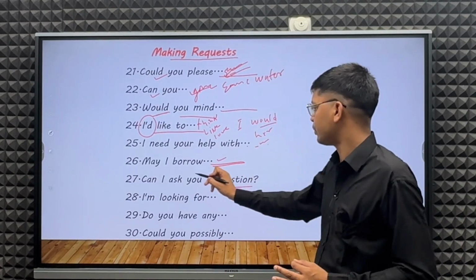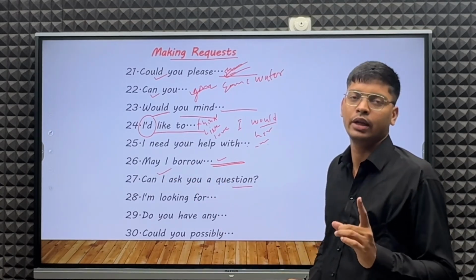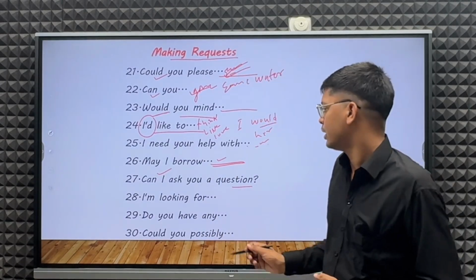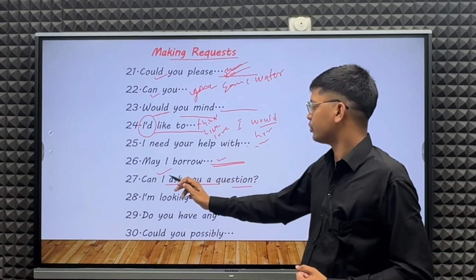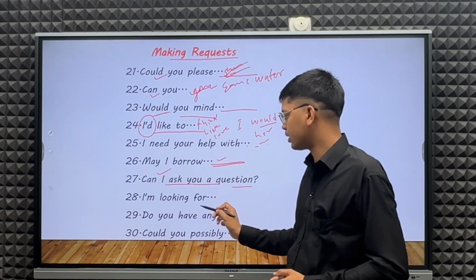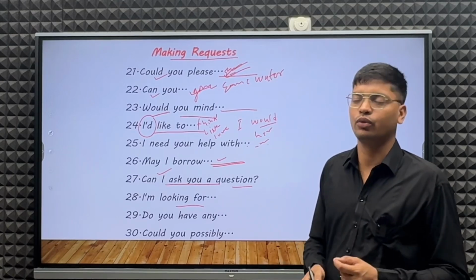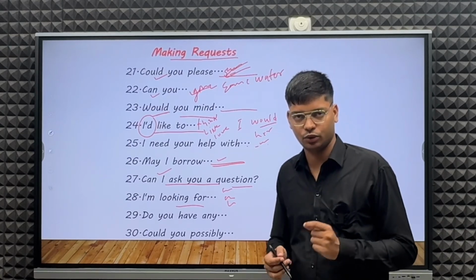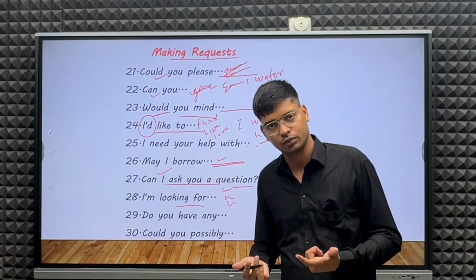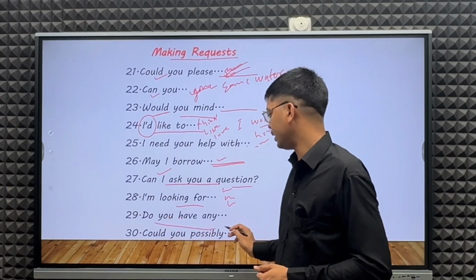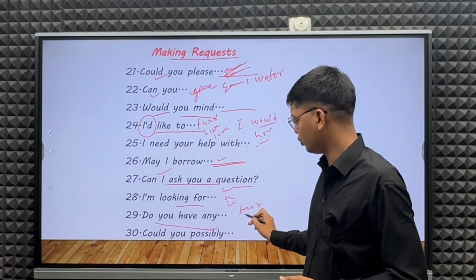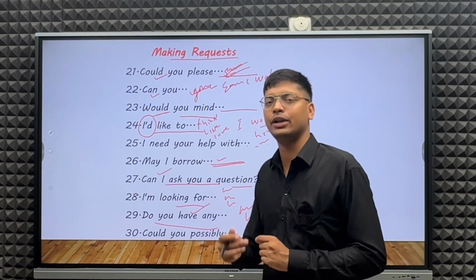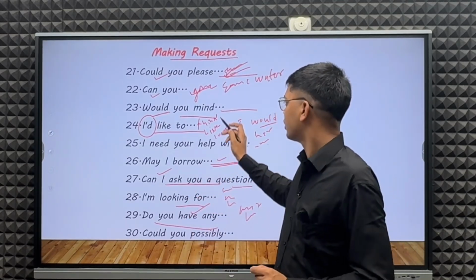This is a formal situation, can is used for permission. Can I ask you a question? Next, I am looking for. You can use it for any place, any situation, everything. Do you have anything? Do you have any job? In these types of sentences you can also create new sentences.